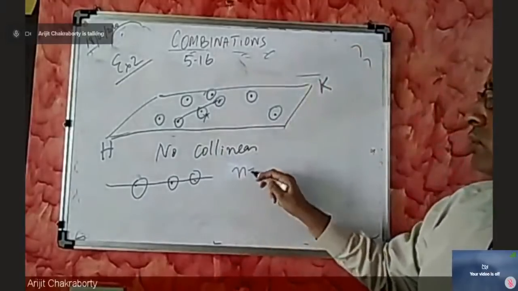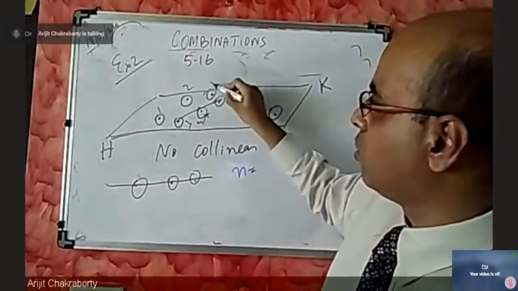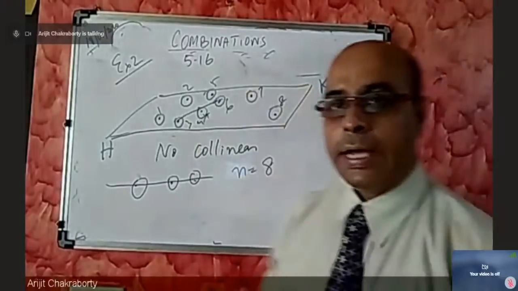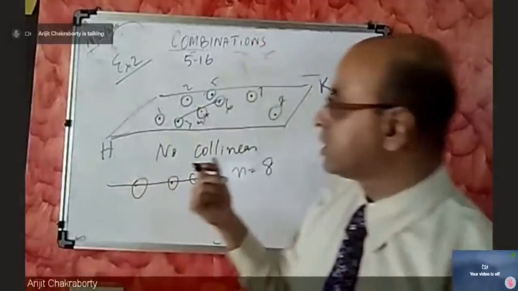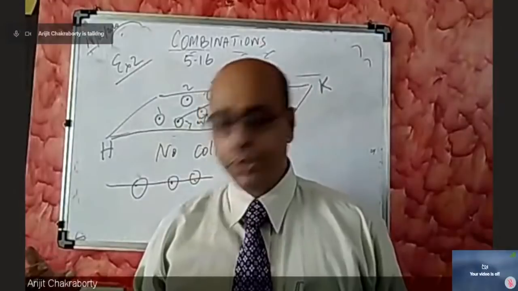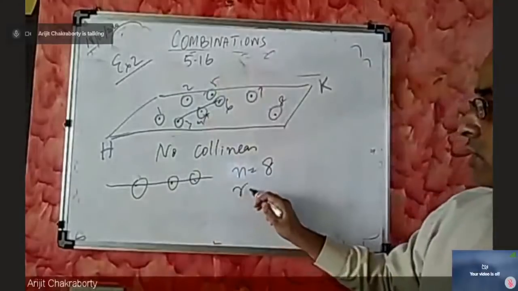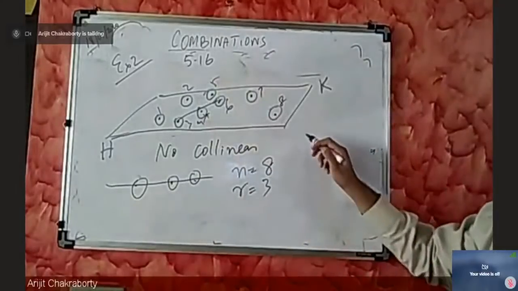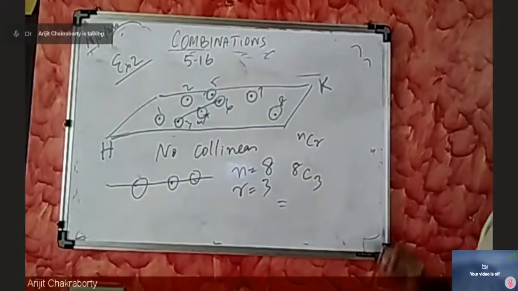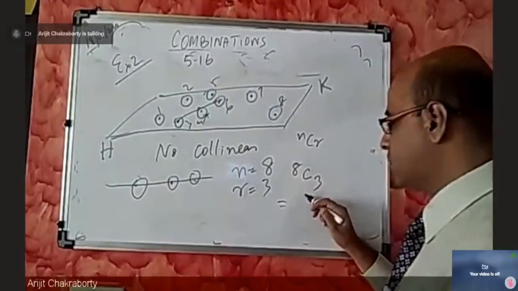So what will happen? Here n is equal to 8. 8 points are there. Point number 1, 2, 3, 4, 5, 6, 7 and 8. N is 8. To draw a triangle, the question is how many triangles can you draw? So to draw a triangle, you need how many points? You need 3 points. So here r is 3. So the question is nCr, that is 8C3.